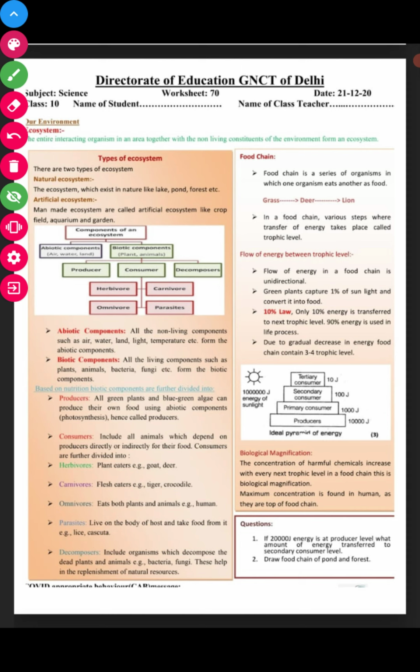Okay. Now coming to the food chain. What does food chain mean? The food chain is a series of organisms in which one organism eats another organism.